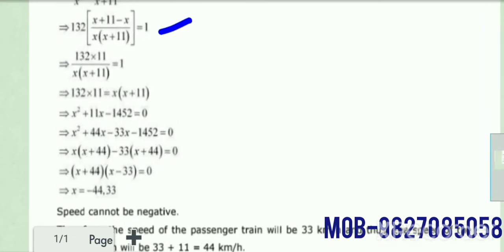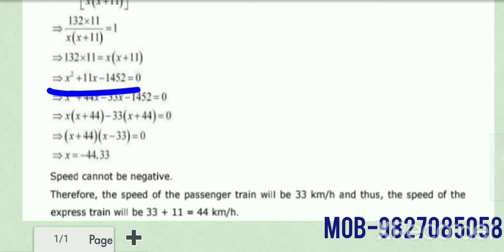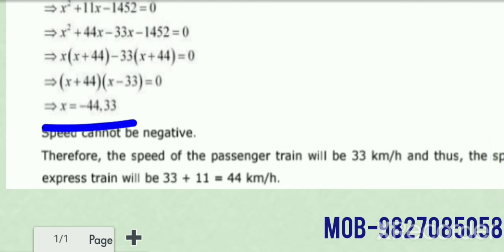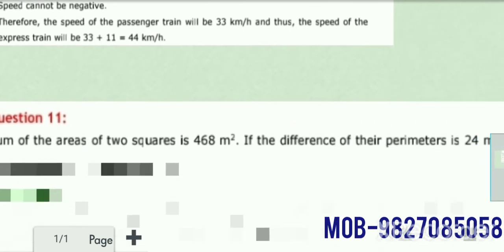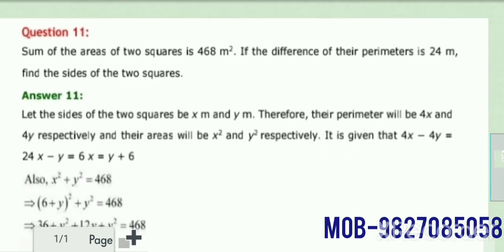Okay, now taking 132 common in both, now we get this. Again solving for x by cross multiplication and making a quadratic equation. After that, using the factorization method, we get the values of x equal to minus 44 and 33. We can say speed cannot be negative, so we take x equal to 33. So this is the speed of the passenger train, and the speed of the express train is 11 more, so this becomes 44 km per hour. Okay, now question number 11 is the sum of the areas of two squares.